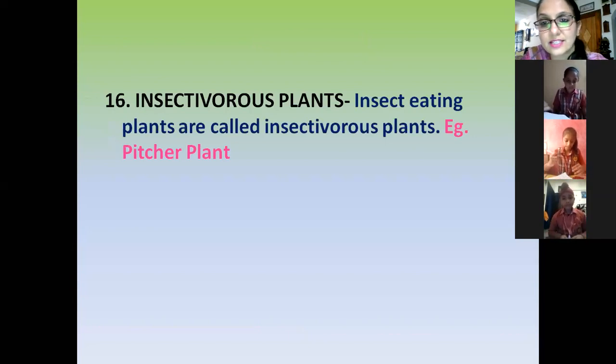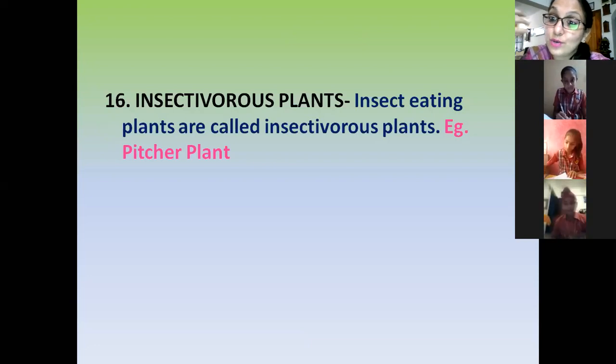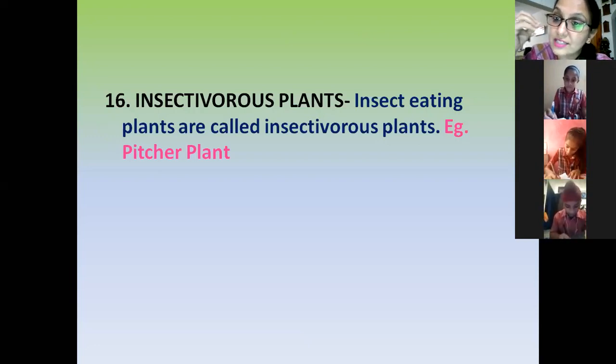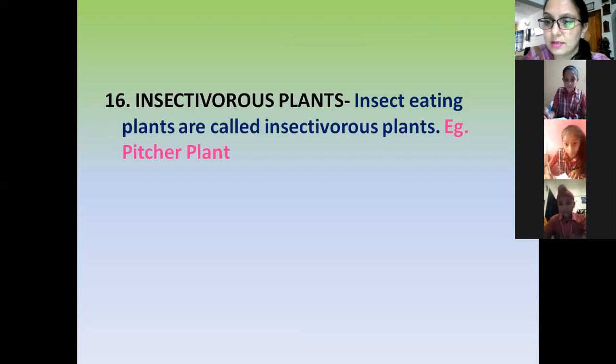Okay. Now I'll show you another slide. Now it is insects. Have you ever thought that plants can also eat insects? Yes, ma'am. There are plants that eat insects. Animals eat insects. Snakes eat them, lizards eat them, grasshoppers eat insects, and other animals eat grasshoppers, but there are certain plants that eat insects, and they are called insectivorous plants. And the most classic example is the pitcher plant.